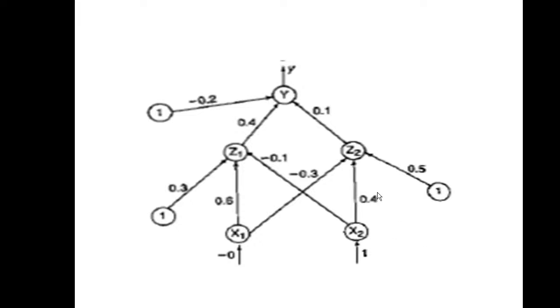So now we will represent this also in the bracket. If you see here, V11, V12, V22, and VO2. V12, V22, and VO2 are represented by minus 0.3, 0.4, and 0.5.